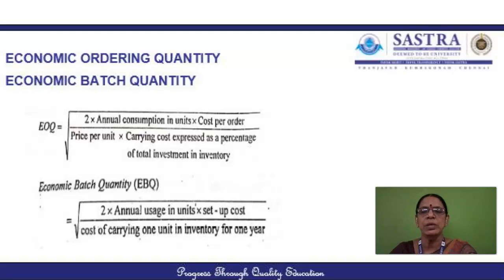In this session, we shall see about the problems in economic batch quantity. Economic batch quantity is equal to square root of 2 into annual usage in units into setup cost divided by cost of carrying 1 unit in inventory for 1 year. Now we shall pass on to the problem.